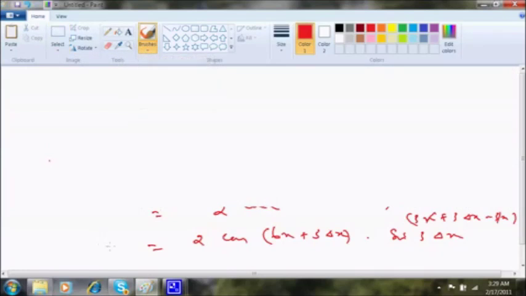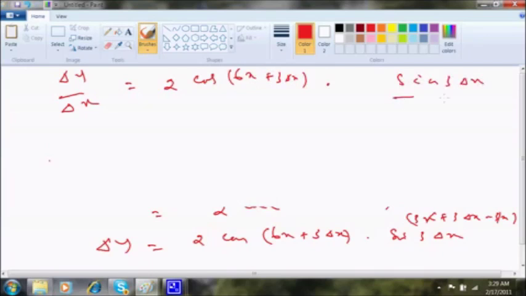Here finally I'll divide by delta x. Delta y by delta x is 2 cos 6x plus 3 delta x into sine 3 delta x divided by delta x. Limit delta x tends to 0. I can make out that 3 delta x is here, so this must be 3 delta x, or in other words, multiplying both sides by 3. So 0 into 3 is 0, 3 into delta x is 3 delta x. I must have a 3 here, so I do not have to bother much.